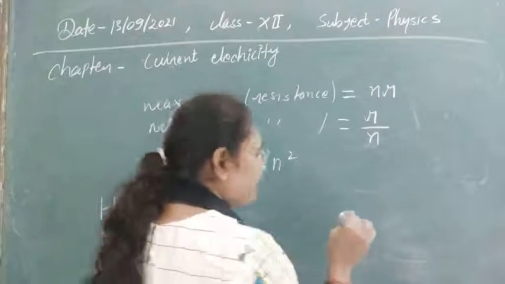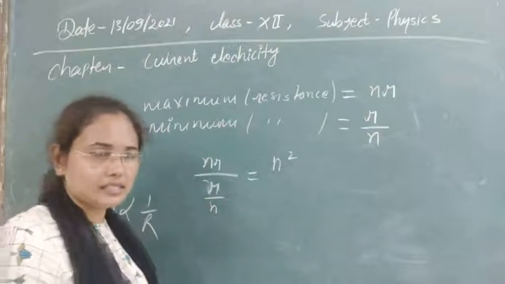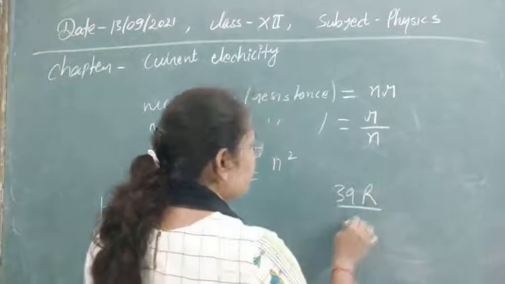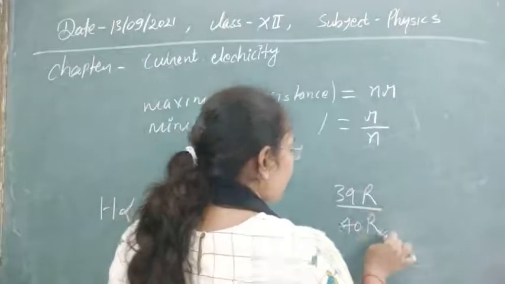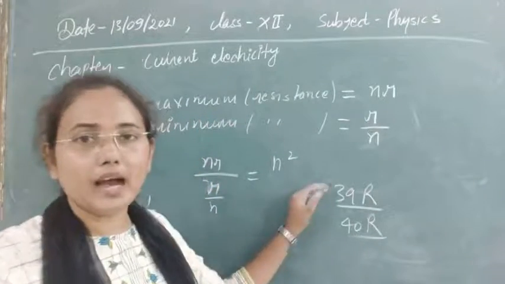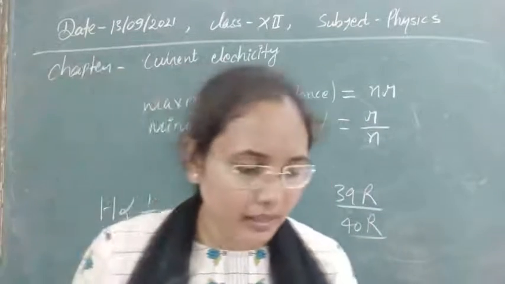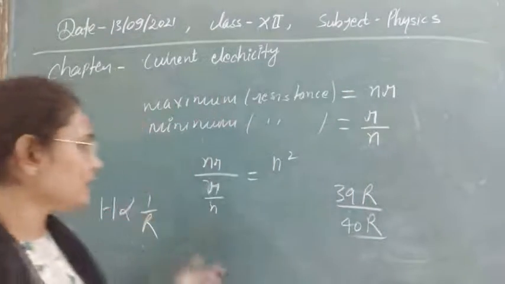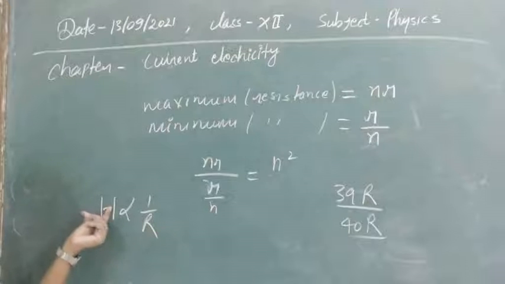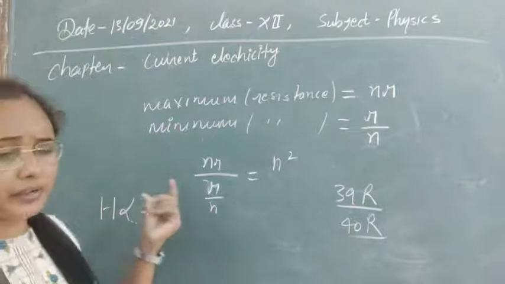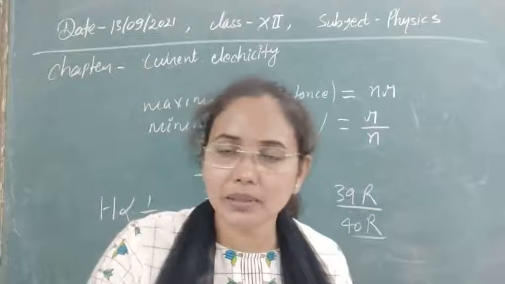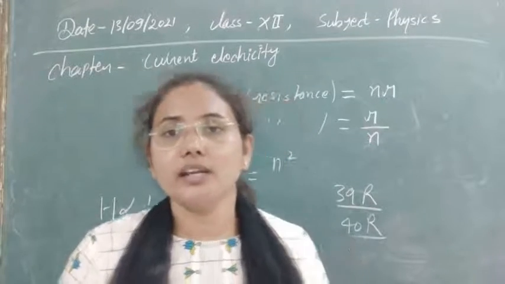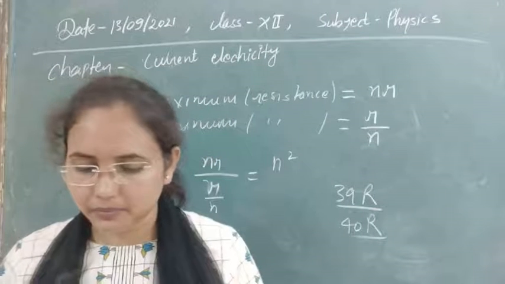Suppose each bulb has resistance capital R, then for 39 bulbs it will be 39R, and for 40 bulbs it is 40R. You can see now 39R is less than 40R, so due to the decrease in resistance, the energy will increase, and due to the increase in energy the illumination of the bulb will increase. So the illumination will increase for the bulbs.